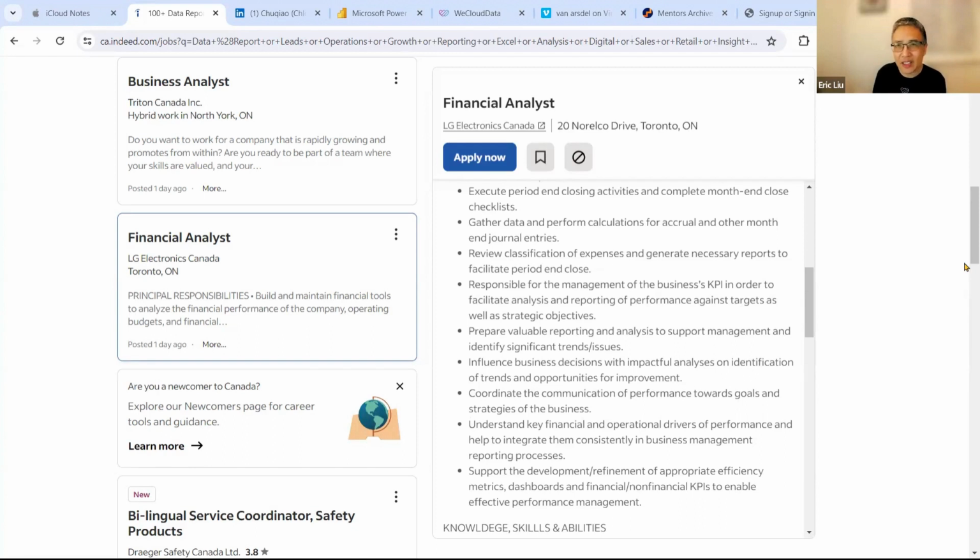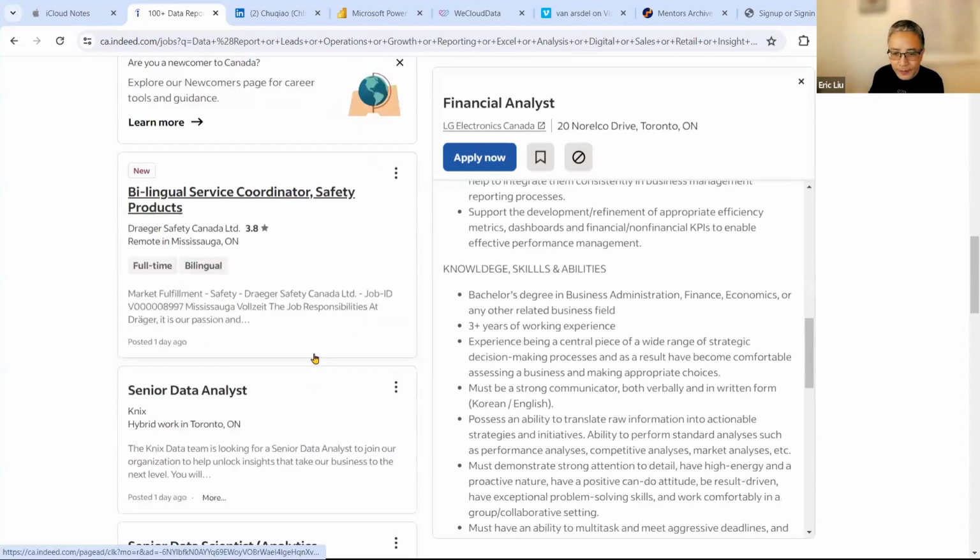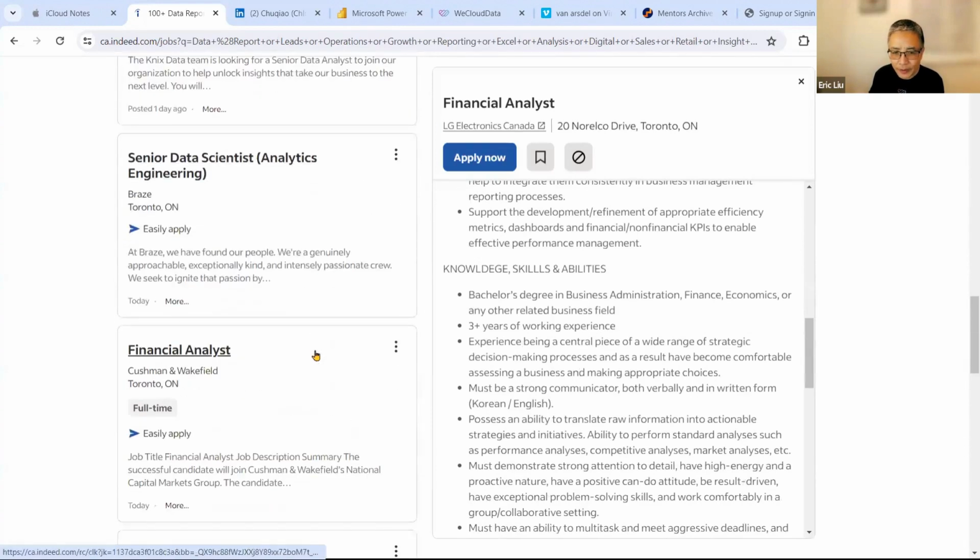So that is telling you this kind of opportunities exist everywhere, in every industry, in public and private sector. So if you particularly want to work for government, at federal government, provincial or municipal government, you can also find lots of opportunities. So I'm going to stop here.